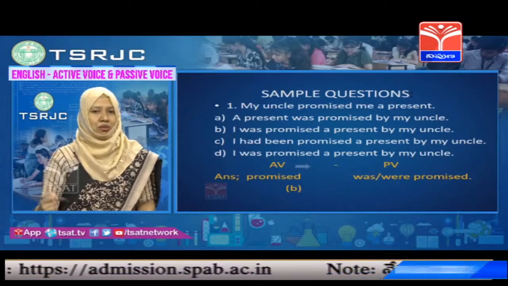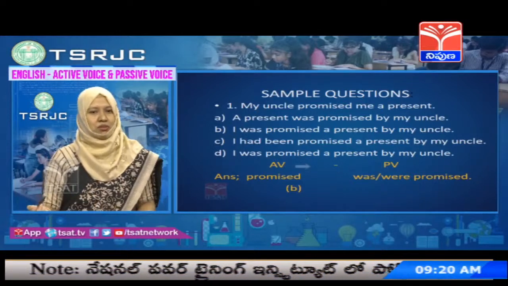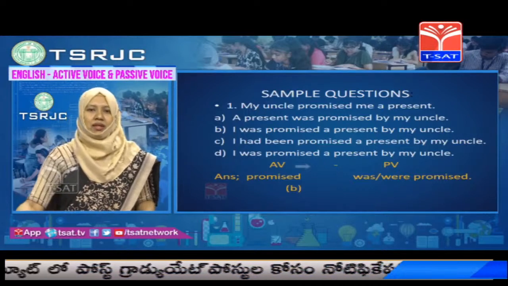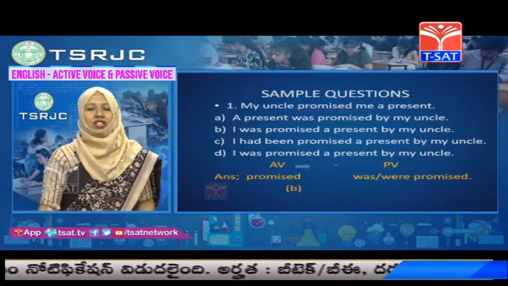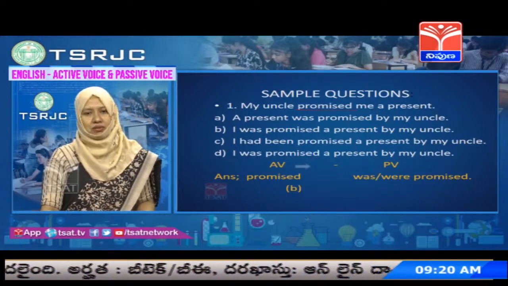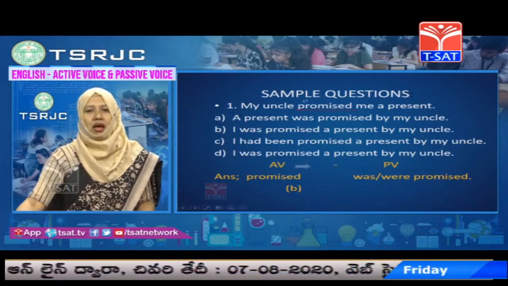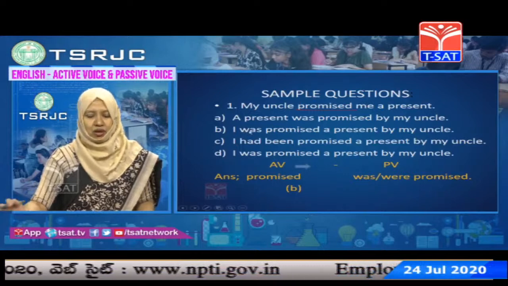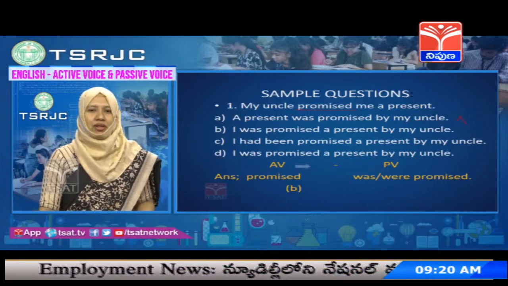Now always remember the rule. Subject becomes the object, object becomes the subject, and the verb changes accordingly. Here the verb in this sentence is promised, which is simple past tense. It will change into past participle. So the correct sentence is... me is there. Me will change to I. So the first can be eliminated because a present is starting with a.